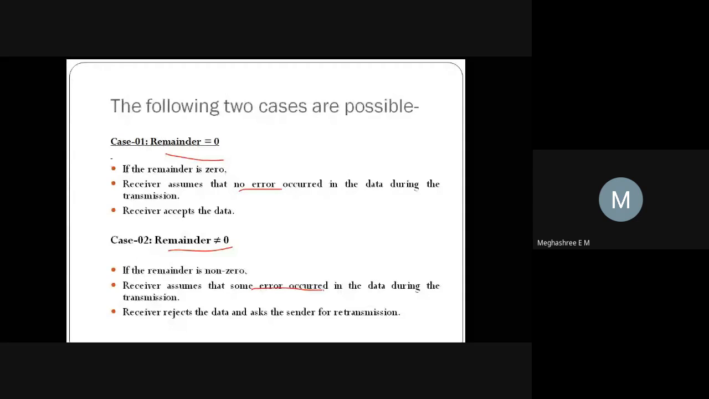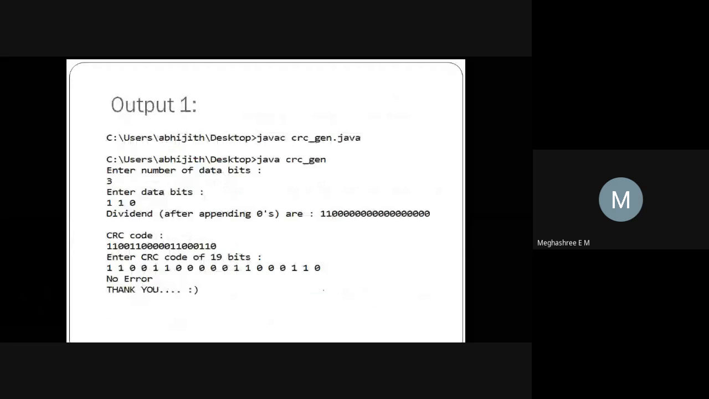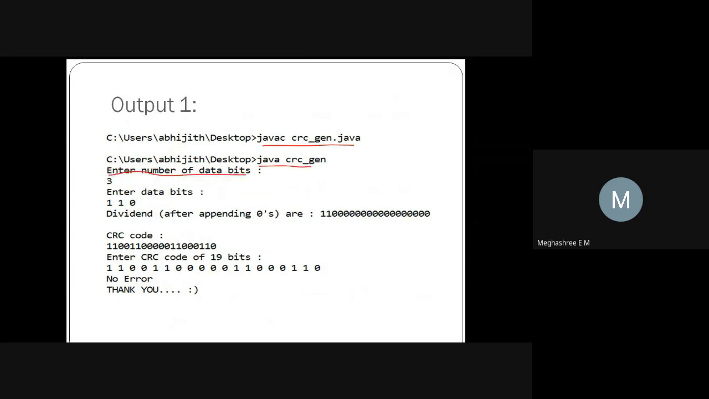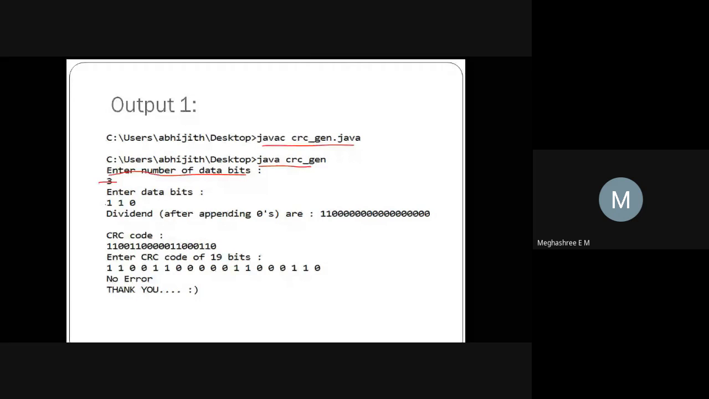So this is the calculation part at the sender side and the receiver side. Now we'll see the output. First I'll just show you how the output will look. We will compile the Java program and execute the Java code. First, we will ask the user to enter the number of bits. For this program, I've considered 3 data bits. Then you will ask the user to enter those 3 data bits.